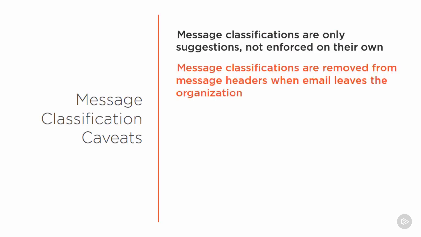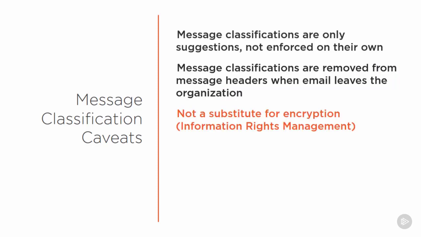Classifications are also stripped from the message headers when an email leaves the organization, so they're not useful for communicating with external recipients. Classifications also do not encrypt or protect the contents of email. For that, you should use Information Rights Management, which protects emails and attachments both inside and outside of the organization, and IRM is covered in another course in this series.